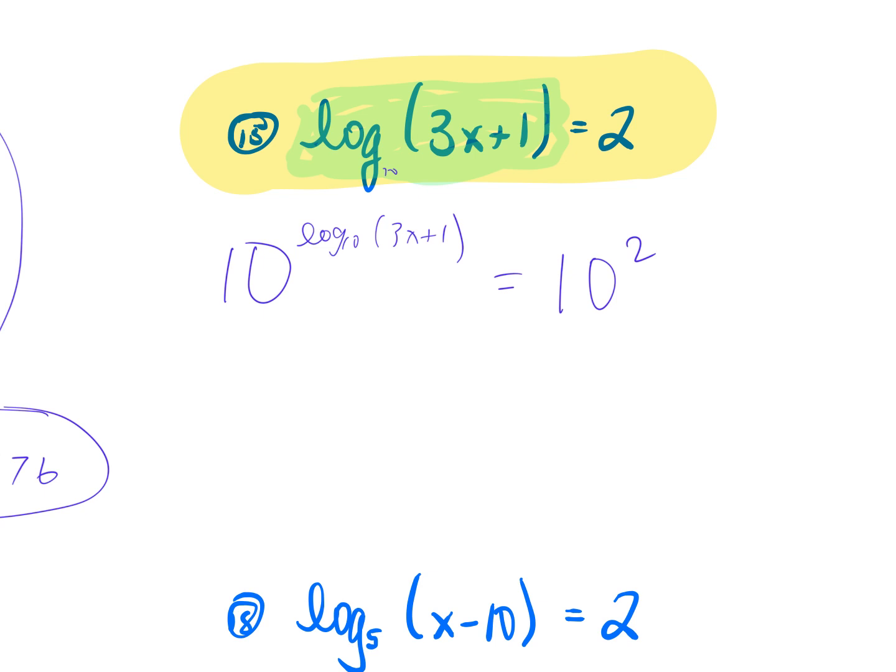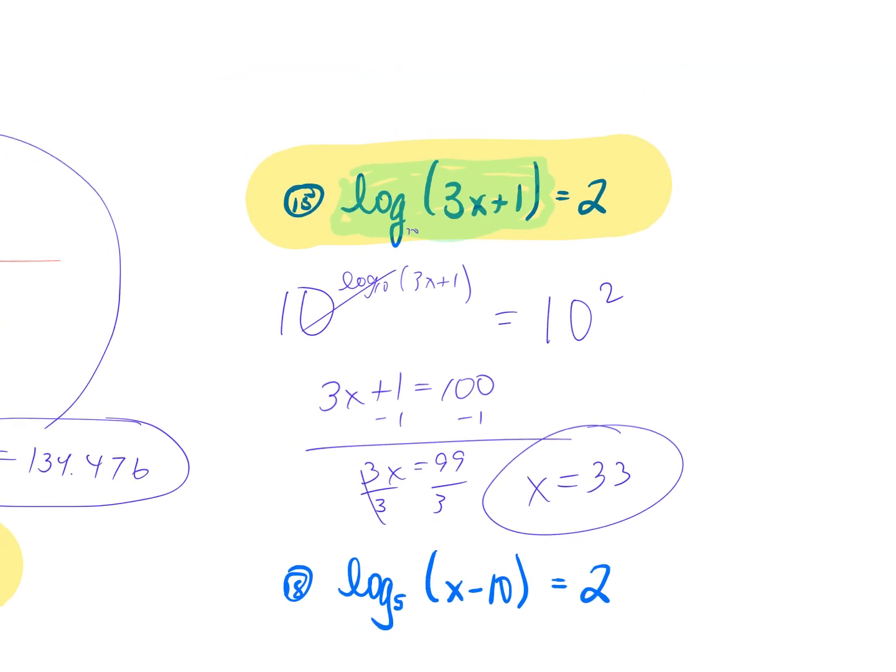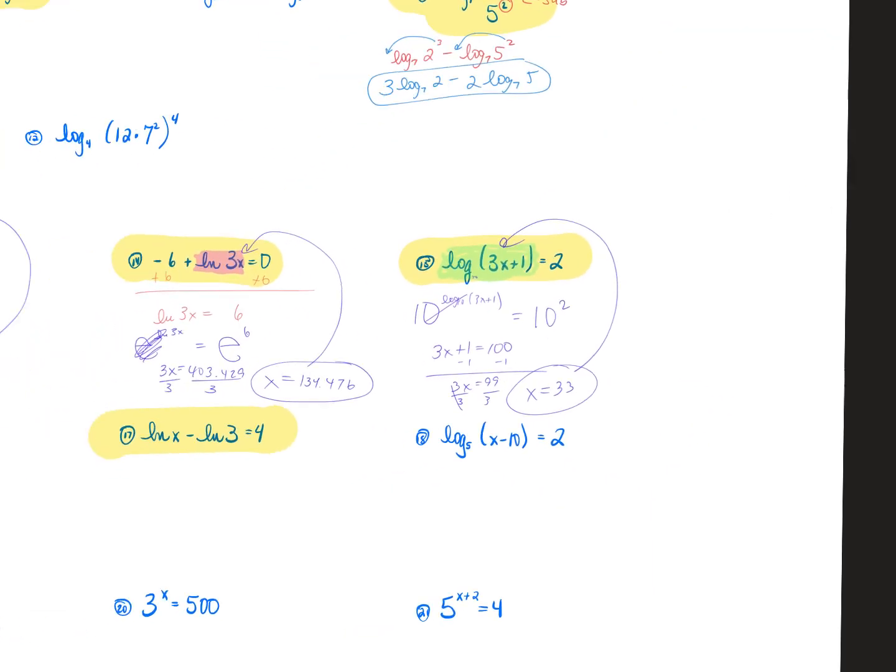So what happens with 10 to the log base 10? Cancels. 3x plus 1 equals 100. This is a basic algebra 1 problem now. What do I do to both sides? Subtract 1. 3x equals 99. Divide by 3, and x equals 33. What can you do? Plug it back in.